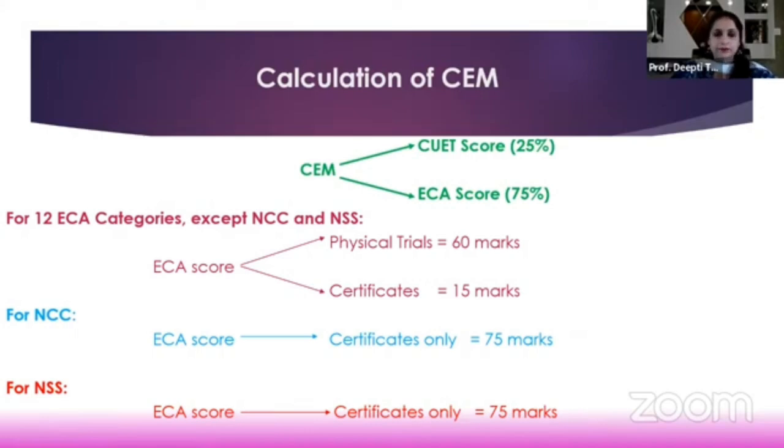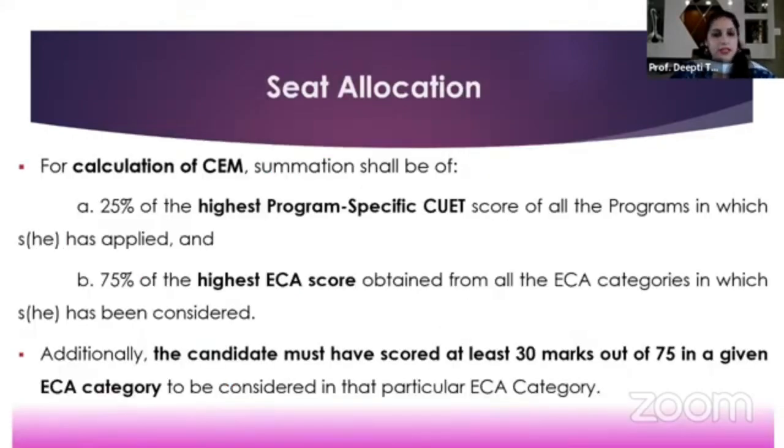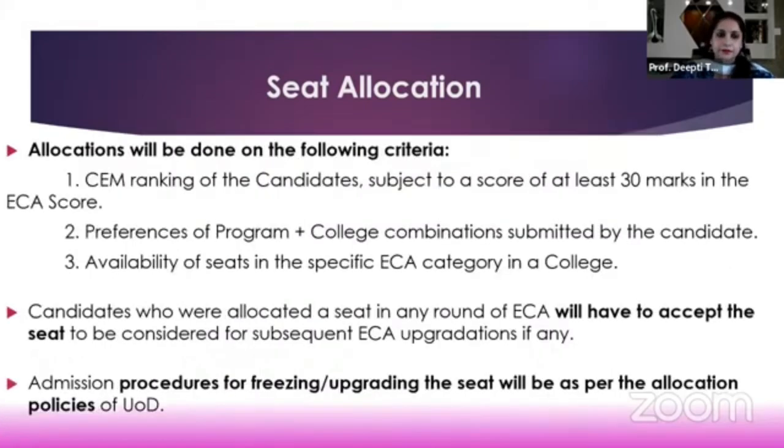That is how the CM ranking, the merit ranking, is drawn up for the ECA category as also for the sports category. Then coming on to the seat allocation, as I just said, it will be 25% of your highest program-specific CUET score and 75% of your highest ECA score. Additionally, the candidate must have scored at least 30 marks out of the 75 in the given ECA category to be considered for admission in that particular ECA category.